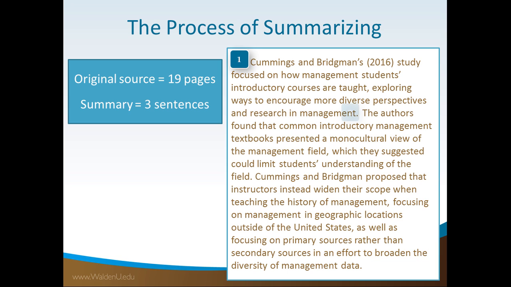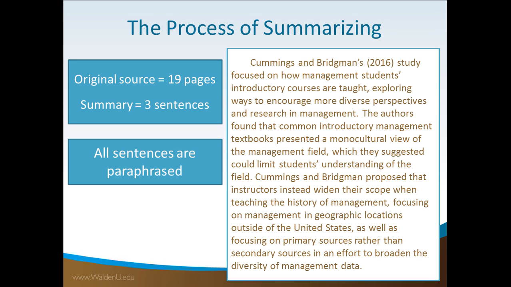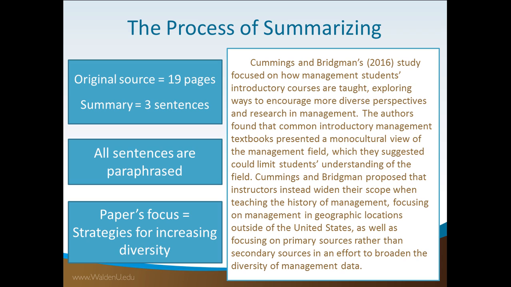I've summarized it, though, in one paragraph of just 3 sentences by focusing just on the main points and giving the reader a high-level overview. Second, note how each sentence is paraphrased and doesn't include any quotes. Paraphrasing important points allowed me to present a lot of information in a concise way, something quoting wouldn't allow me to do. Finally, I've made sure to discuss my paper's main point, strategies for increasing diversity in my management classroom, by talking about Cummings and Bridgman's suggestions for increasing diversity in management research.